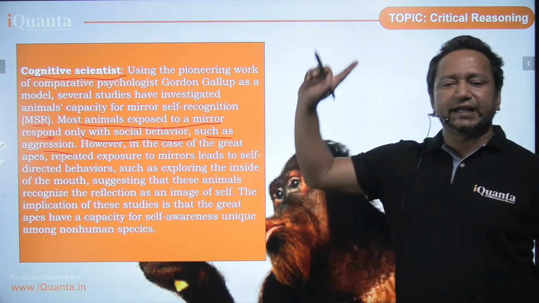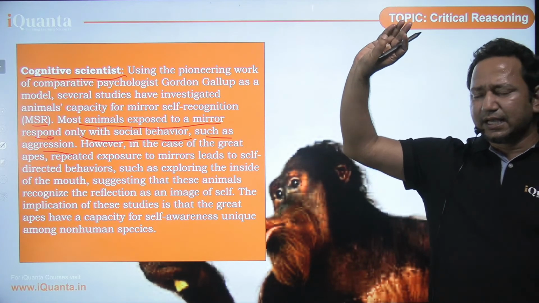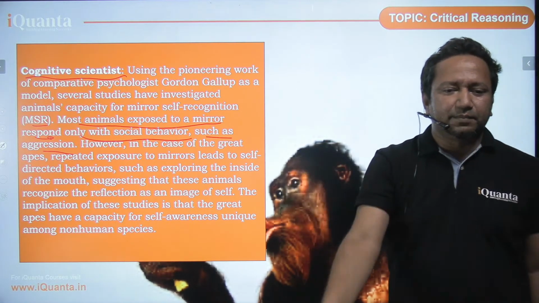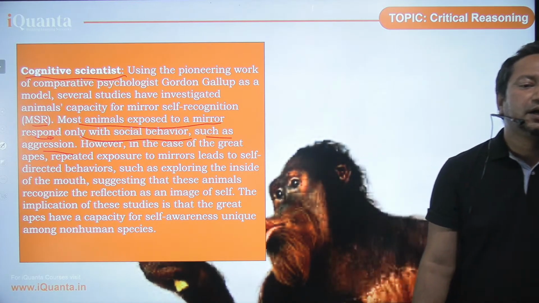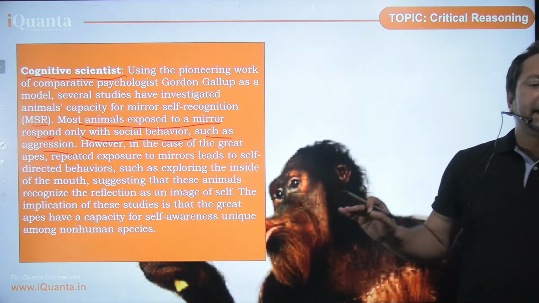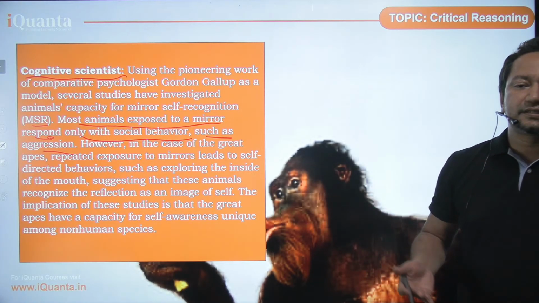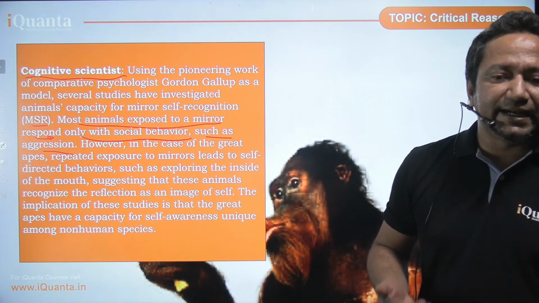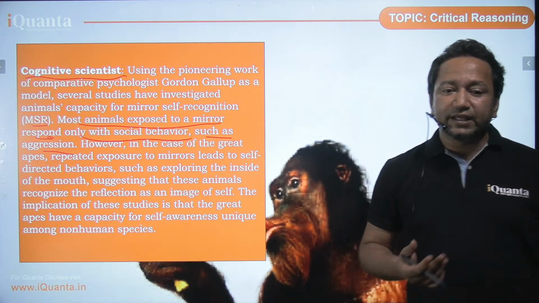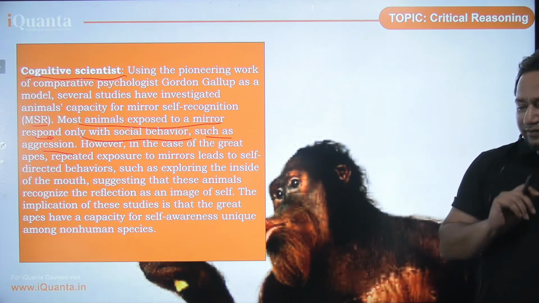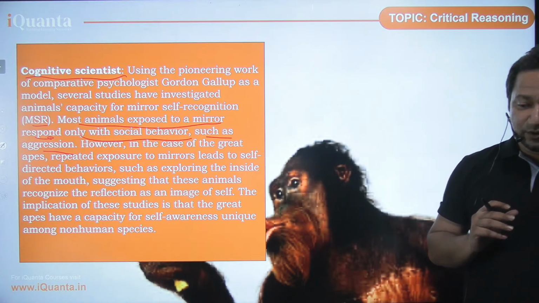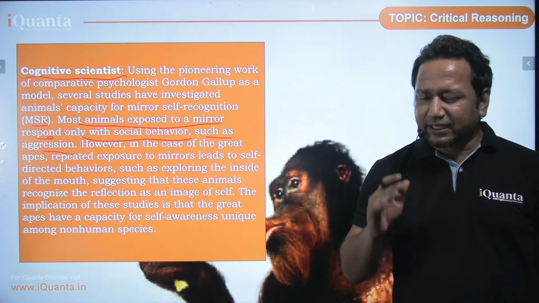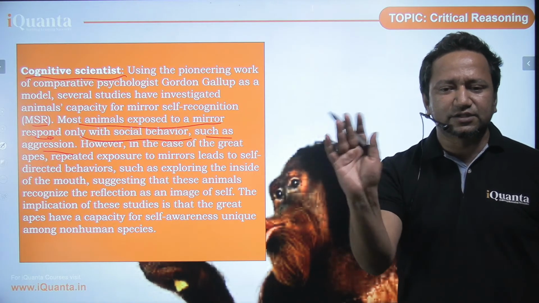However, in the case of the great apes, what are great apes? Chimpanzees, bonobos, gorillas, orangutans, etc. Like I have used a chimpanzee over here. However, in the case of the great apes, repeated exposure to mirrors leads to self-directed behaviors such as exploring the inside of the mouth. So now this is interesting. If an animal starts looking in the mirror and analyzing his or her mouth, what does that mean? That the animal identifies that this is my image, this is not someone else.